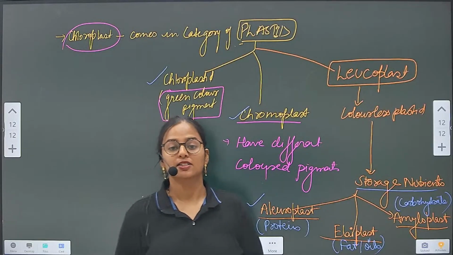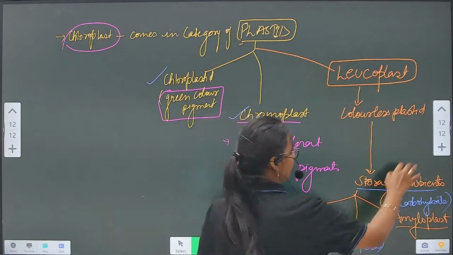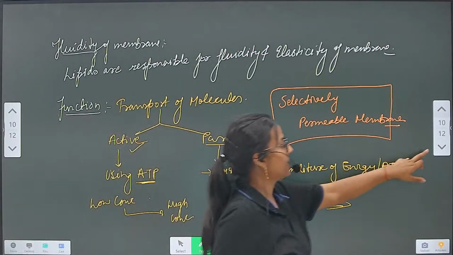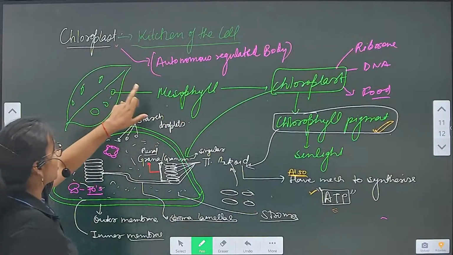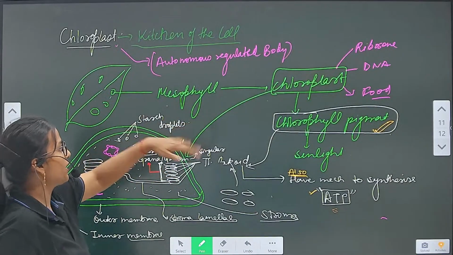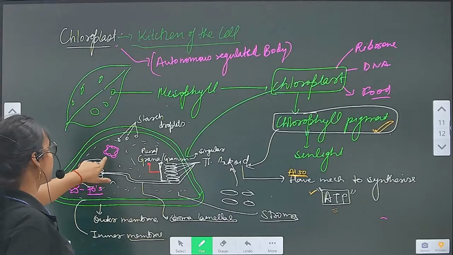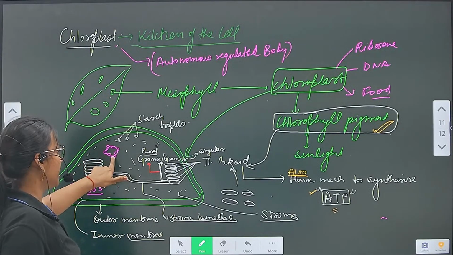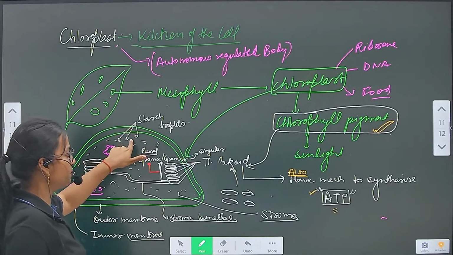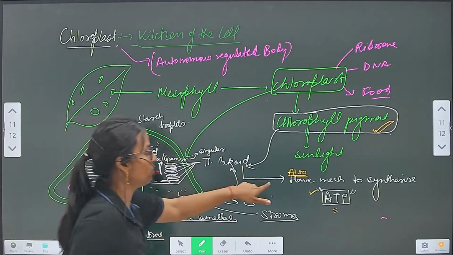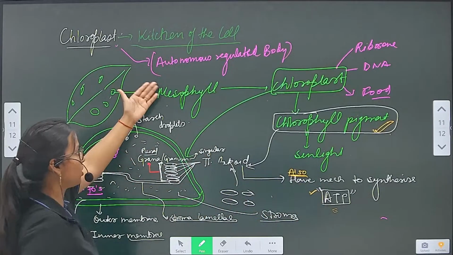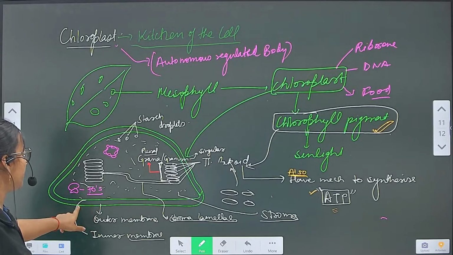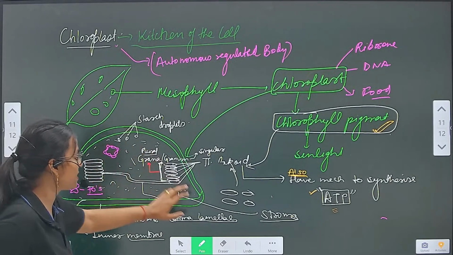Alright. So let us give a quick recap. Chloroplast is the kitchen of the cell, an autonomous regulated body. Why do we call it autonomous? Because it has ribosomes, its own DNA, its own starch synthesis particles, and its own site for ATP synthesis. That is why it is autonomous regulated. It is a double membrane bound organelle. You can see the outer membrane, the inner membrane, then the inner vacant space is called stroma.